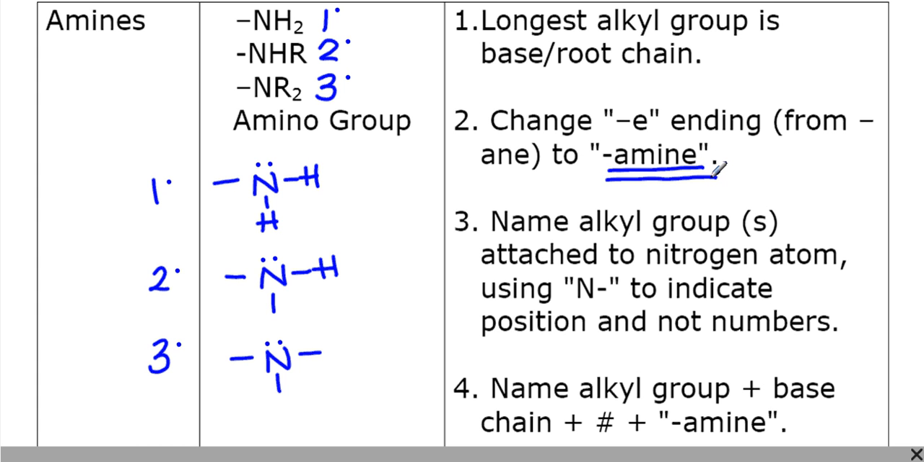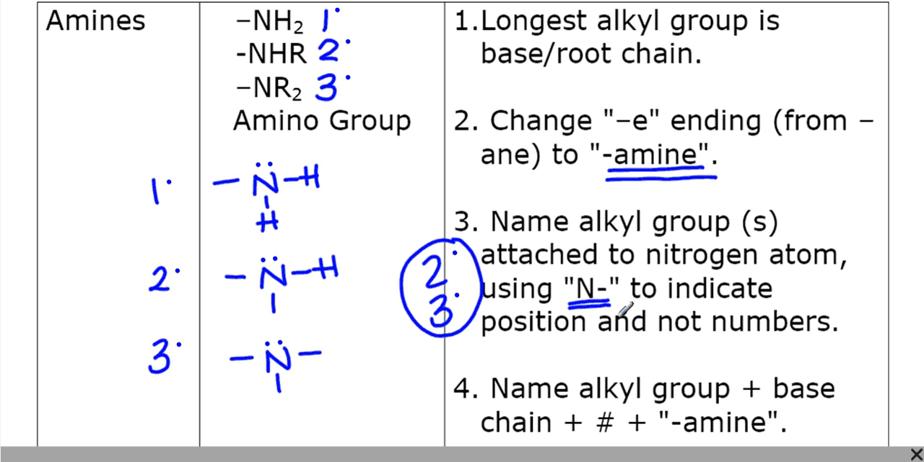Now, step 3 only applies for secondary and tertiary amines. What you're going to do is name the alkyl groups that are attached to that nitrogen atom, like methyl, ethyl, propyl, whatever that is. But because it's attached to nitrogen, you're not going to use numbers this time. It's a little bit different. In place of a position number, you're going to use a capital N to indicate that it's attached to the nitrogen and not part of the hydrocarbon chain.